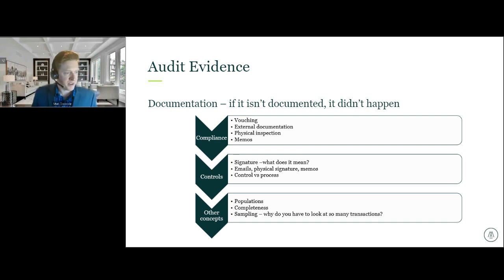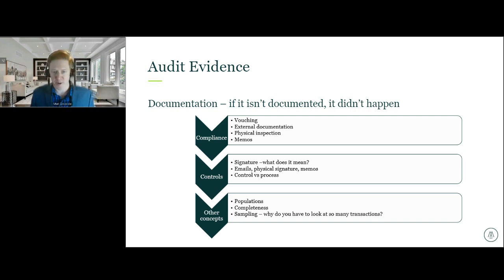Art's going to go into more detail on controls, but there are different ways to document those controls. I already mentioned a signature, emails, memos. It's important to consider whether you have a control or a process. The auditor needs to rely on controls, not processes. And Art will go into more detail on that.